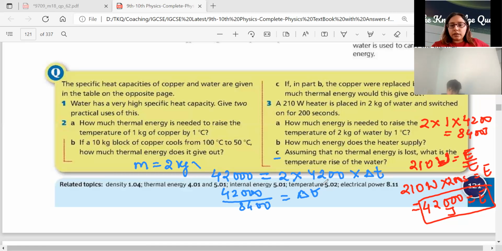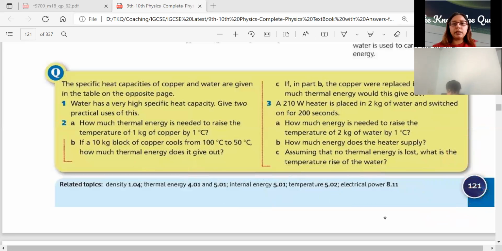That is a temperature of, let me just check, 5 degrees. 42000 divided by 8400 is equal to 5 degrees Celsius. That's your answer. So got this one? Any confusion in this? No.